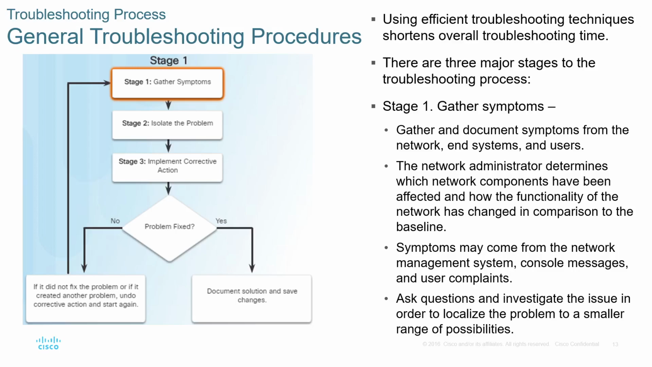Once you isolate the problem, you can implement the corrective actions. So you can then proceed to trying to fix the issue. And then if the issue has been fixed, you can document the solution and save the changes. Now, documenting the solution is a key step because if it happens again, you know exactly what to do. If it didn't fix the problem, you can just come back to the first step.